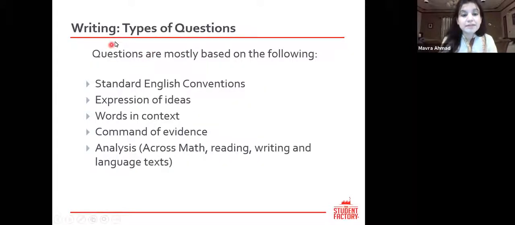Moving on, the types of questions. In the writing section, we have questions mostly based on the following. Questions for standard English conventions, हमारी grammar, हमारी sentence structure की knowledge, हमारी reading जब हम कर रहे होते हैं उसमें English को कितना हमें sentence coherent लग रहा है, कितना understand करने में हमारे लिए clear है, ये सारी चीजें they fall into the category of standard English convention, sentence structure, usage of words and punctuation. Then expression of ideas. पैसेज को किस तरीके से एक्सप्रेस किया गया है, उसमें आइडियाज को किस तरीके से इन डिटेल बताया गया है, उस चीज़ की अंडरस्टैंडिंग भी हमें होनी चाहिए.